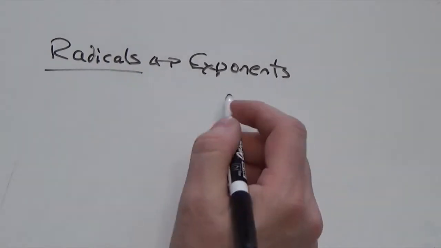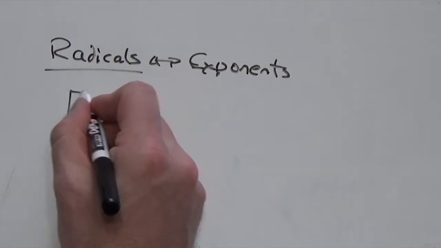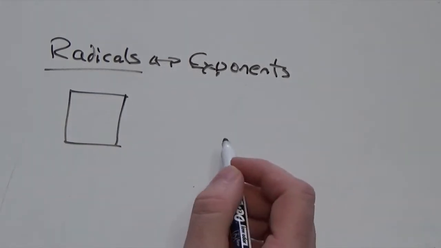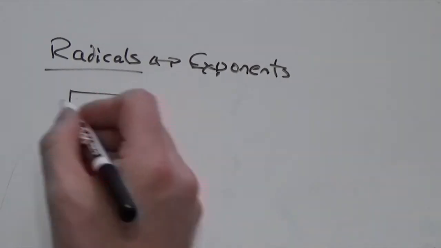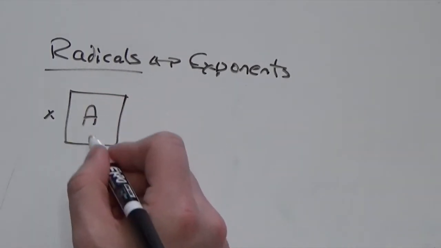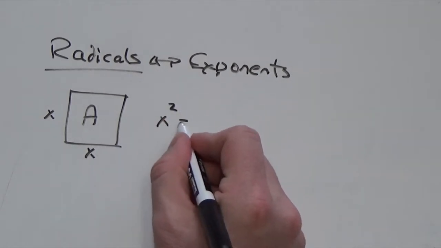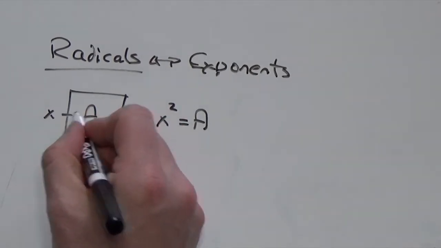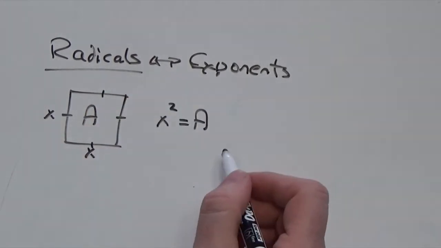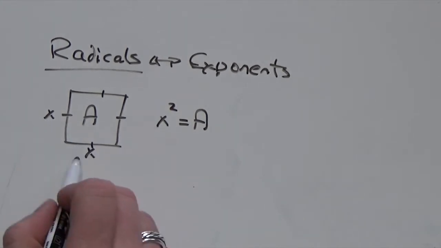So first of all, I'm going to talk about radicals and where this idea comes from. This goes back to the idea of a square and finding the area of a square. In order to get the area of a square, I take the length of this side, the length of this side, and multiply them together to get the area of the square. Because it's a square, all sides are equal.